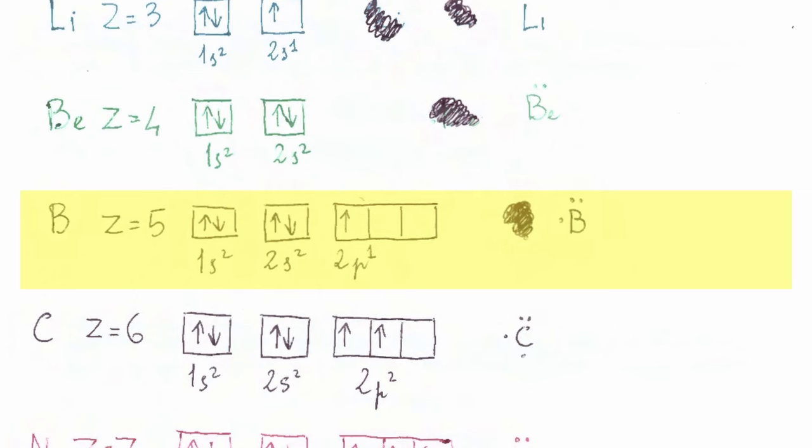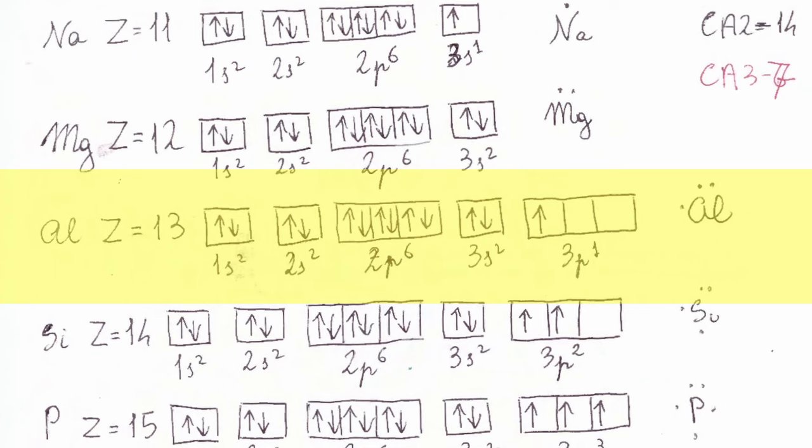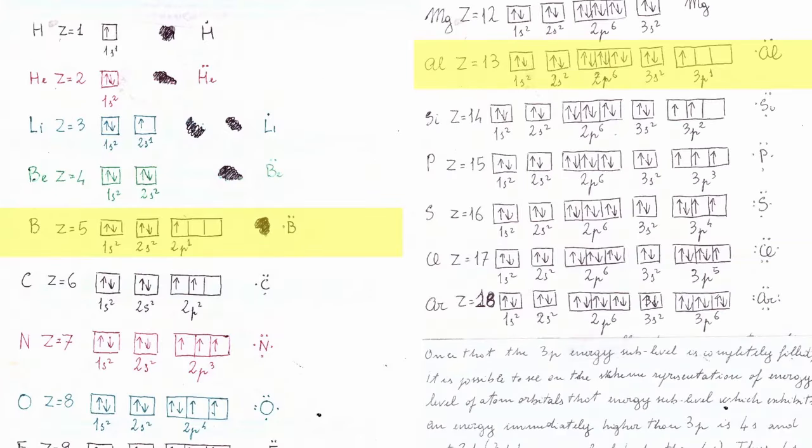We see that boron has 3 electrons in its outer shell. These electrons are located in the orbital 2s and orbital 2p, whereas aluminum exhibits 3 electrons in its 3rd energetic level: 2 electrons in the orbital 3s and 1 electron in the orbital 3p. So boron and aluminum exhibit almost the same electronic symbol, which denotes that only 3 electrons, 1, 2, 3, are located in their outer shell.